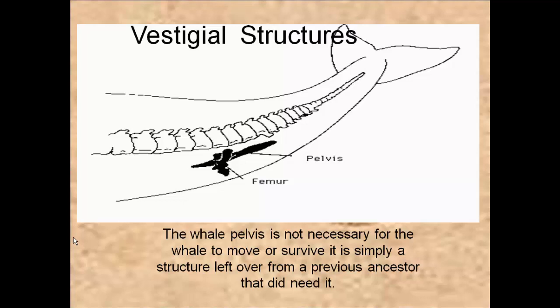So on the bottom it says the whale pelvis is not necessary for the whale to move or survive. It is simply a structure left over from the previous ancestor that did need it. Okay? There are lots and lots of examples of vestigial structures. Anyone know any example? Think about the human body. The muscles that we use to move the ears. Perfect. Yep, absolutely. We have muscles.